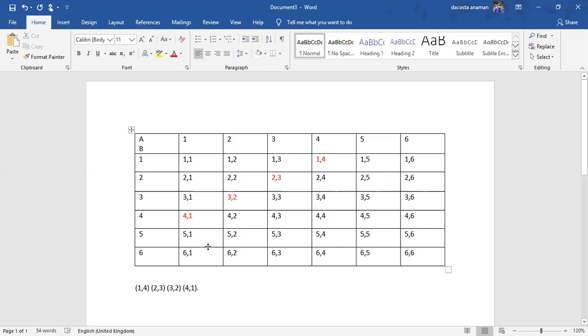And the second one says that the sum is 10. If the sum is 10, all these ones are disqualified. From here, they are disqualified. Here, 4 and 6 is qualified. 5 and 5 is qualified. 6 and 4 is also qualified.